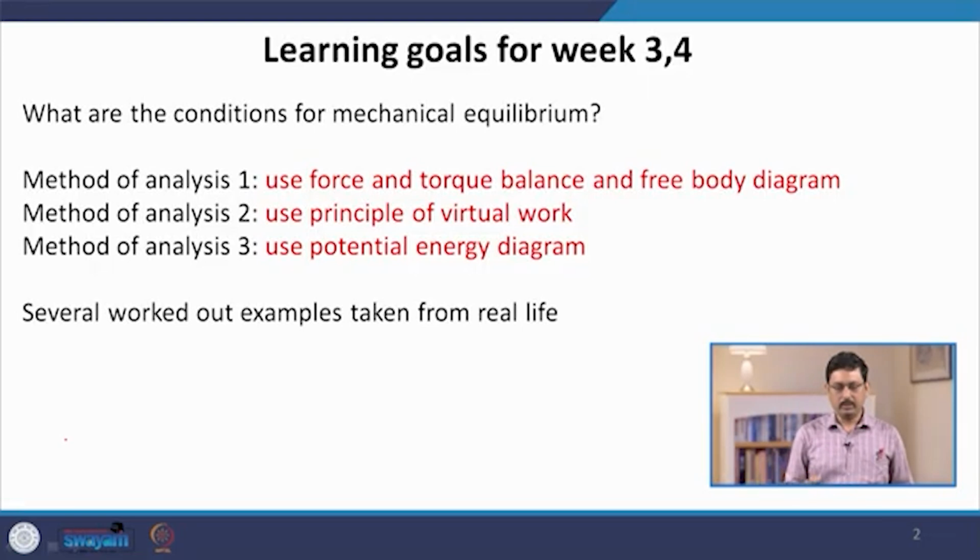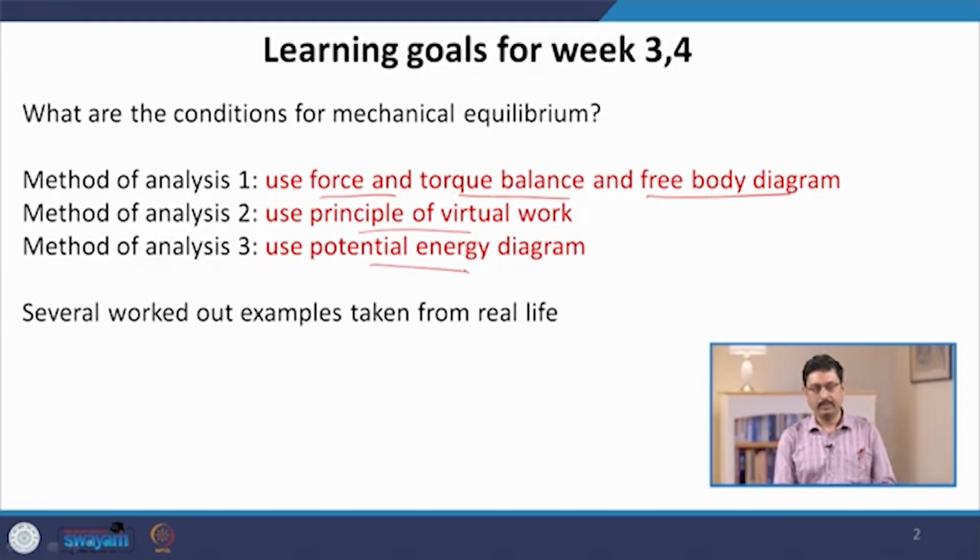The first way that we are going to use is this technique of force and torque balance, using the free body diagram that we learned in the previous week. Then we will also discuss two more techniques, one which is called the principle of virtual work, and the second, how to use the potential energy diagram to classify mechanical equilibrium situations into stable, unstable, etc.